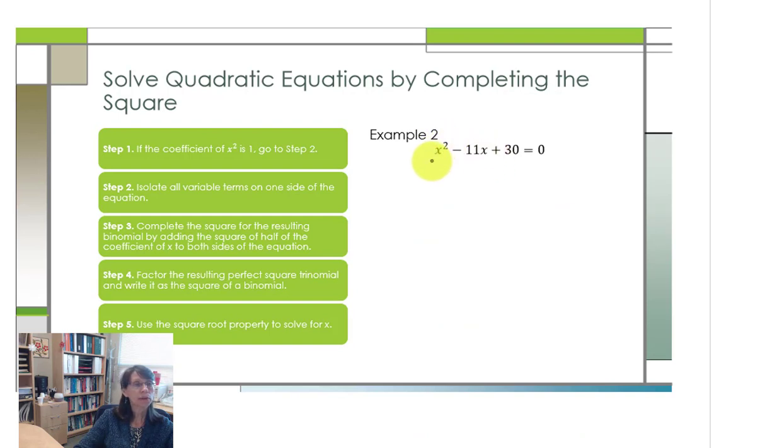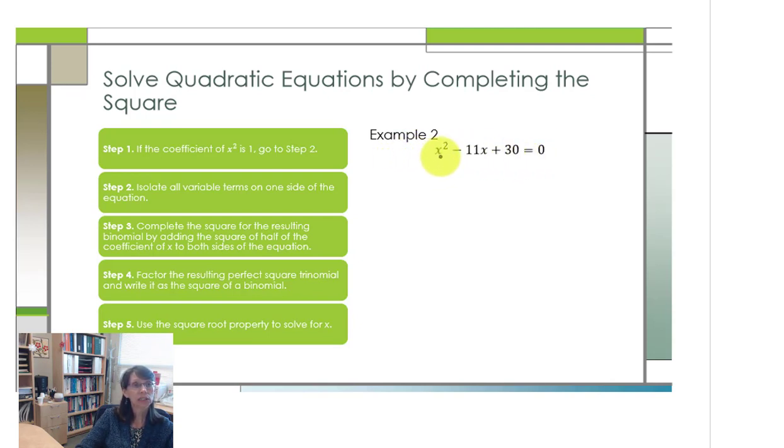In example 2, we have x squared minus 11x plus 30 equals 0. So first we're going to check out the coefficient of our lead term. And again, remember, you need to have your quadratic equation written from highest to lowest power, set equal to 0. So x squared minus 11x plus 30 equals 0. That's already in our standard form.